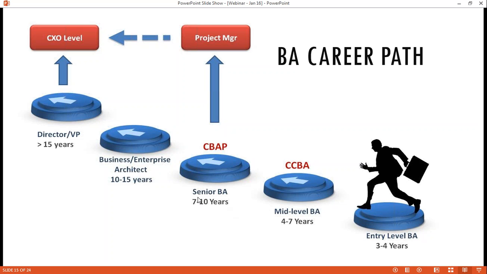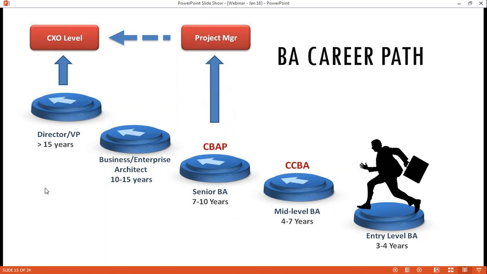At the same time, when you're at the senior BA level, you can also do a CBAP and then do your PMP to get into the project manager role. And from then onwards, you have the option to go to any executive level role, right?